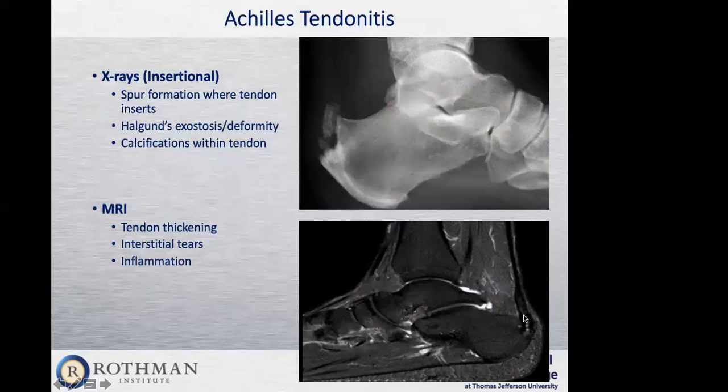And see this little white line in there? That's actually an interstitial tear. So again, it's a tear within the tendon itself. The tendon is still intact, but it's a tear within the tendon. And sometimes we'll see inflammation around the tendon as well on the MRI.